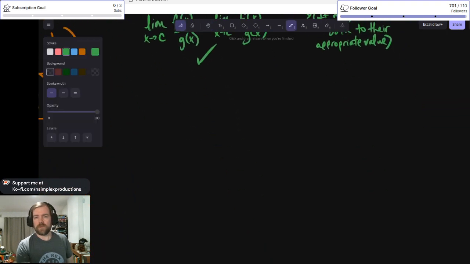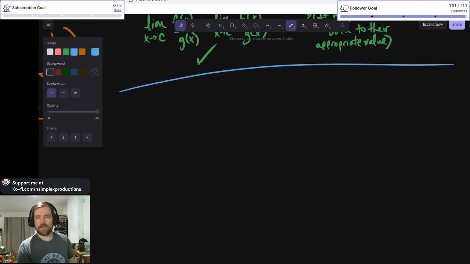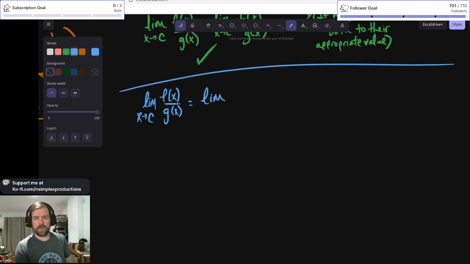Okay, so the upshot of all this is that we know that the limit as x approaches some c value of f of x over g of x is going to be equal to the limit as x approaches c of f prime of x over g prime of x.